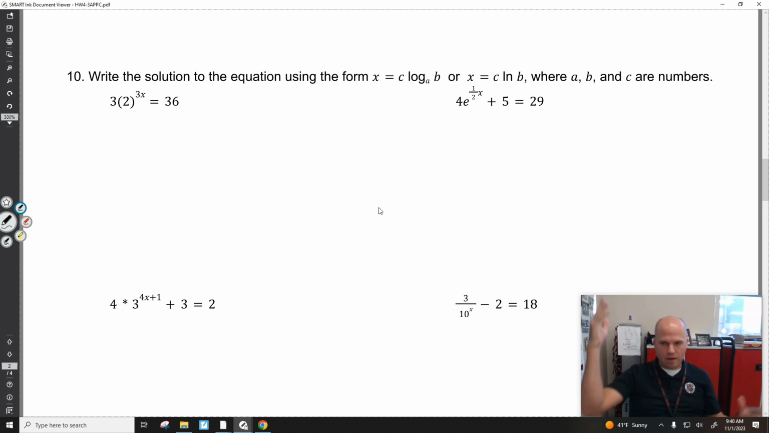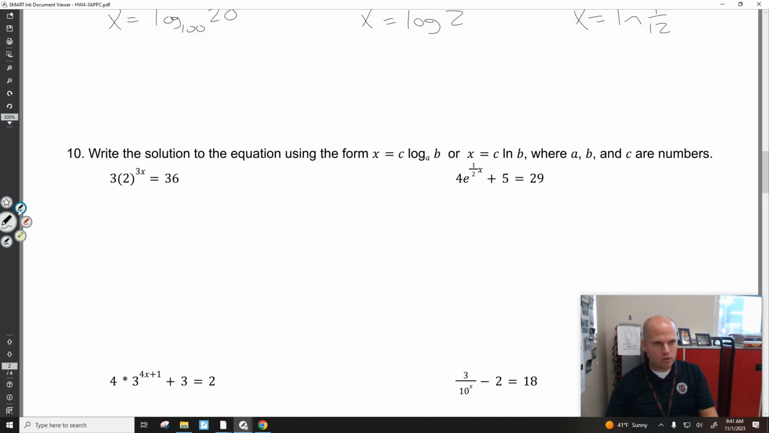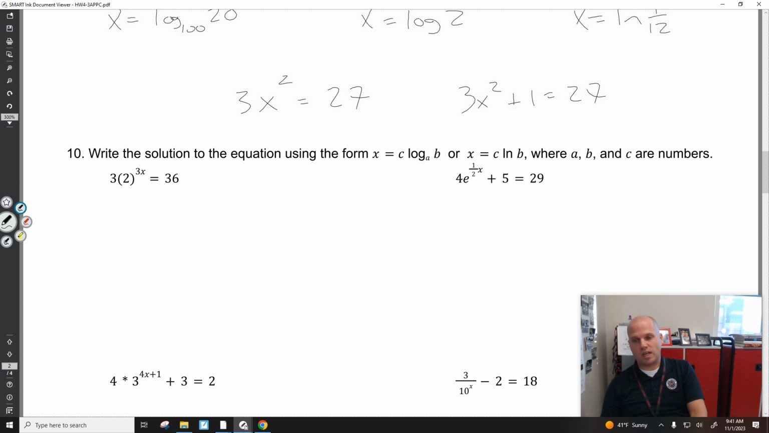Now, let's say we have more complex equations other than just a number to the x equals a number. Well, we could still use logarithms to solve it. However, if I gave you 3x squared equals 27, you wouldn't square root right away, right? You divide by 3. If I gave you 3x squared plus 1 equals 27, let's make that 28, you wouldn't get rid of the 1 and then square root. No, you would isolate the x squared.